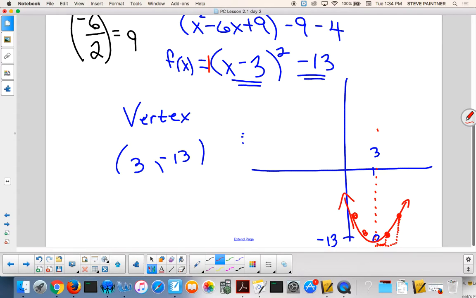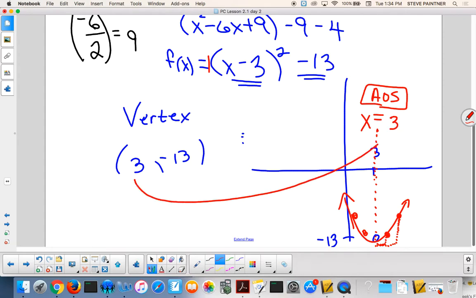Hey, really quick, somebody tell me the equation. What's the equation to the AOS, axis of symmetry? X equals 3. Isn't it always going to be this? Whatever the x value on your vertex is? All right, that's too much time.